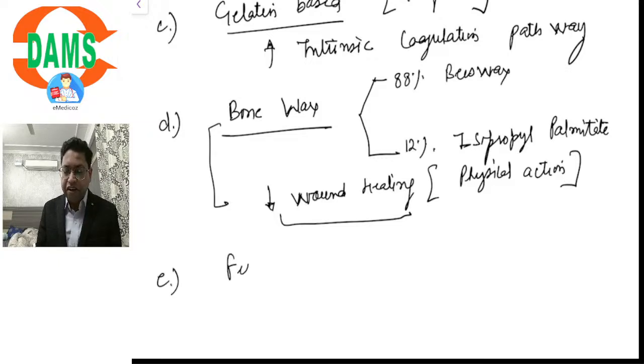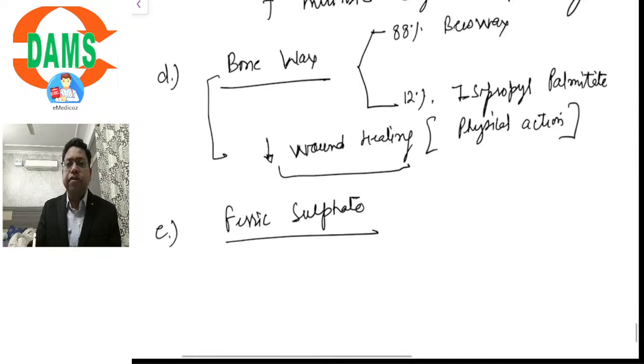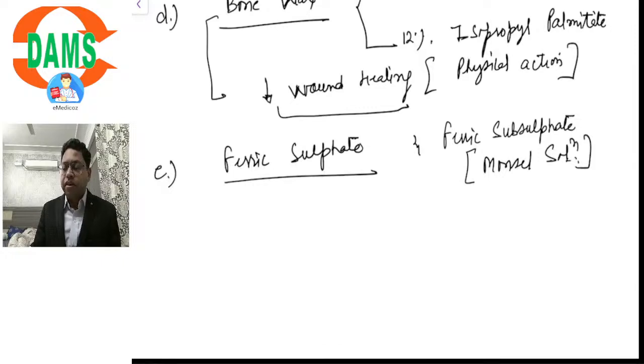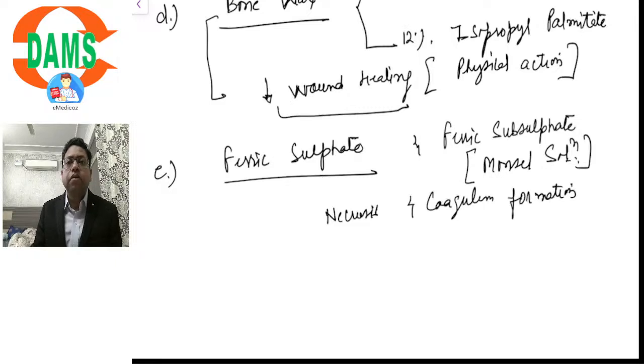Then we have ferric sulfate and ferric subsulfate. Ferric subsulfate is also called Monsell solution. This also causes necrosis and coagulum formation, so they impair the wound healing. Also not recommended.